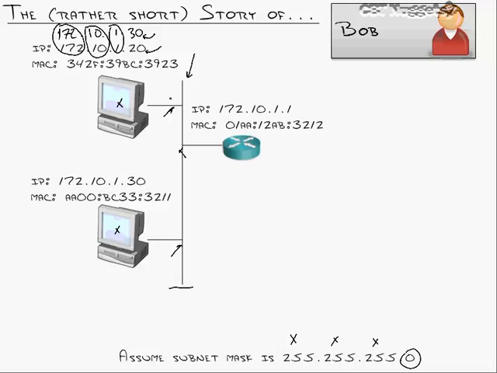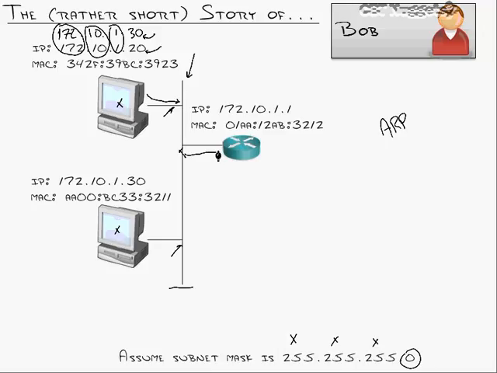So it says I need that MAC address, and what I'm going to do to find it is I'm going to ARP. ARP, just like a dog, it barks out the address resolution protocol. It's a broadcast message that goes everywhere on that network and says, hello, I am looking for whoever has the IP address 172.10.1.30. Now, everybody who's plugged into that same switch or that same hub gets that broadcast.